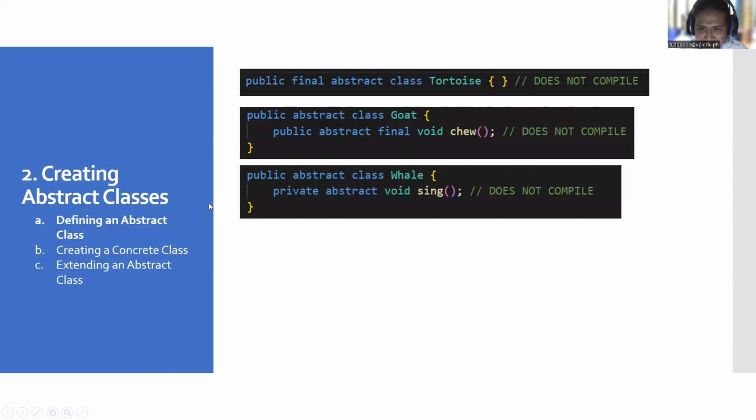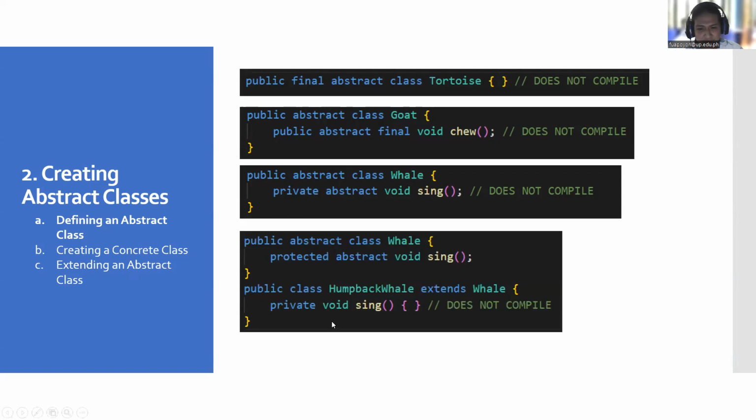Next, you have here public abstract class whale, but it is declaring a private abstract method, which is also not allowed because, again, private methods cannot be overridden and abstract methods are meant to be overridden by an implementing class.